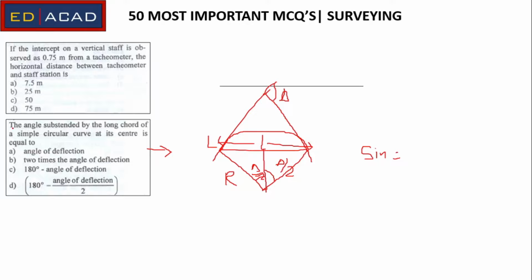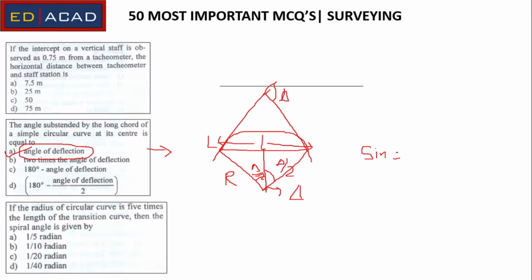So what is it asking? Let's first look at the question. The angle subtended by the long chord of the simple circular curve at the center is equal to. It's just asking what angle this long chord will subtend at the center. So it will be equal to delta by 2 plus delta by 2, or in other words, it will be equal to our deflection angle delta. So this will be A, the angle of deflection.